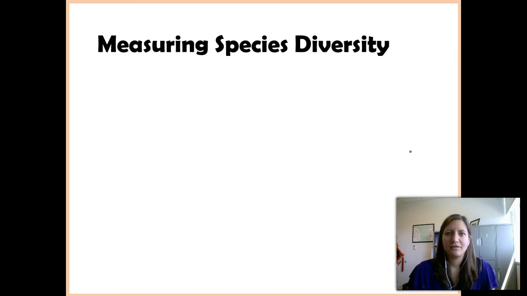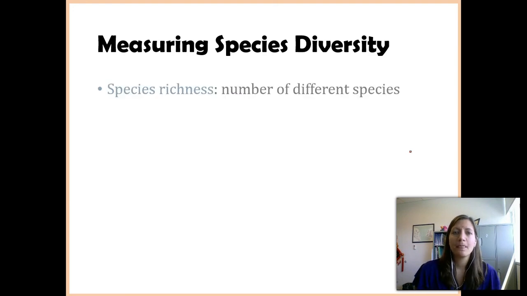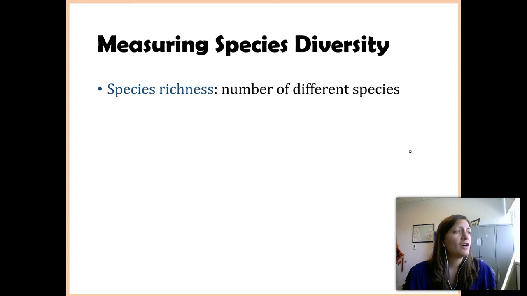Now, how do we measure species diversity, though? If you're a wildlife manager or a government trying to give money to help an ecosystem, what's the goal? How many species do you want? So we have a couple of metrics for measuring species diversity. The first one is species richness. This is simply the number of species there are. So if I go out into the forest and I'm looking at different trees, maybe my plant species richness is five. There are five different species of trees there.